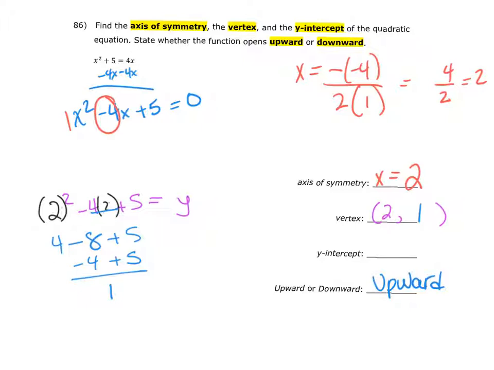The y-intercept, if you recall, when it's in standard form, it's this guy here. It's C. But it must be a point. So the y-intercept is actually 0, comma, c, which is 5.